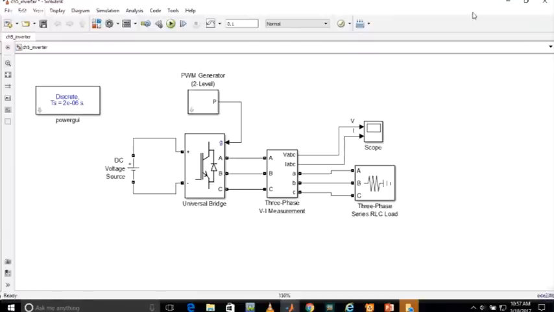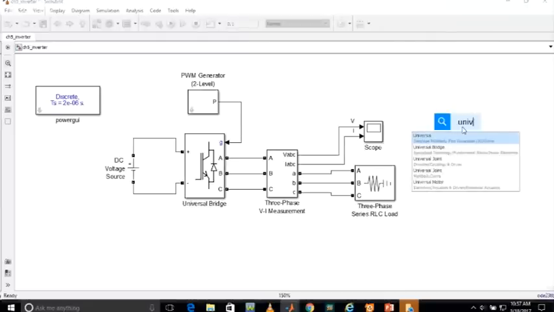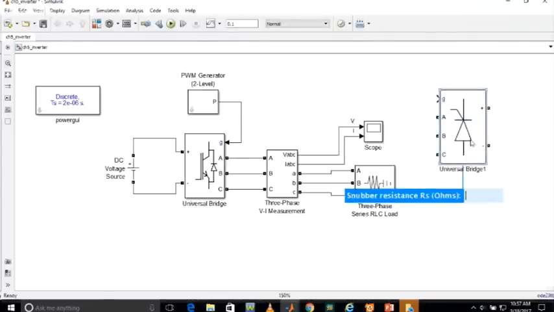So this is a simple circuit. Universal bridge, as you know, just type universal bridge. This is a universal bridge. It's different from this one. The same universal bridge can be used for rectifier purposes also, but right now we are making an inverter system, so this system has to change a little bit.